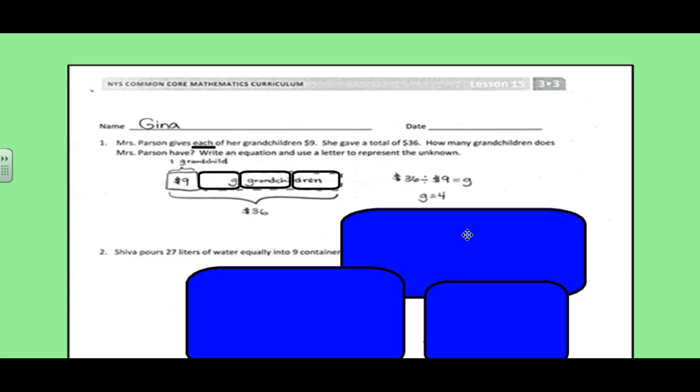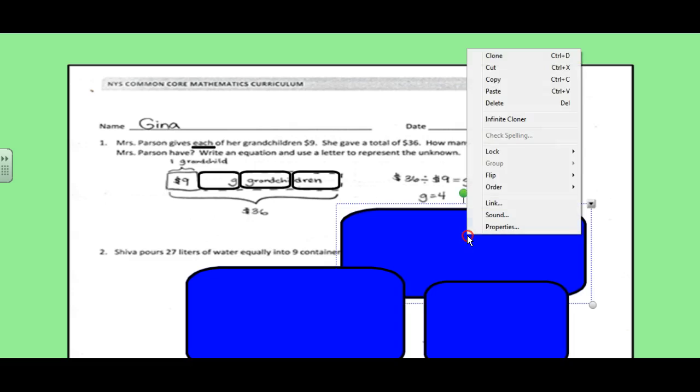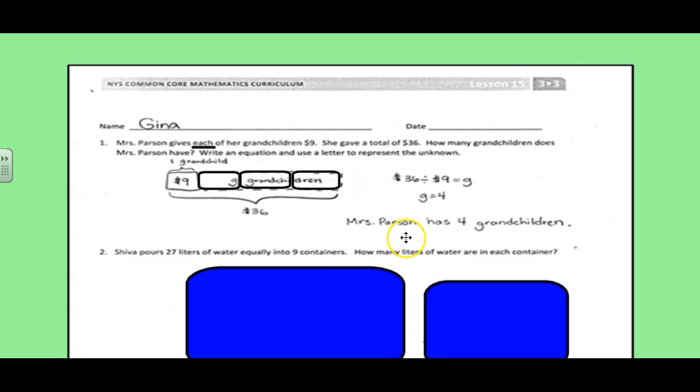So now I want you to write the answer to this question in a sentence. So the question said, how many grandchildren does Miss Parson have? So we figured out that she has 4, but I want you to answer that in a sentence. Push pause to do that. So your sentence should have said, Miss Parson has 4 grandchildren.